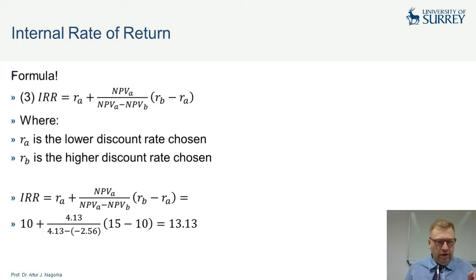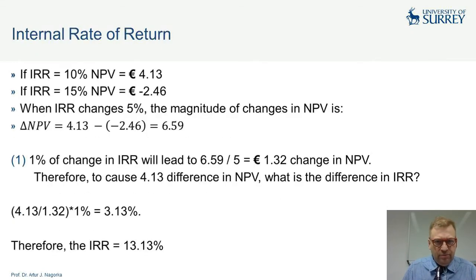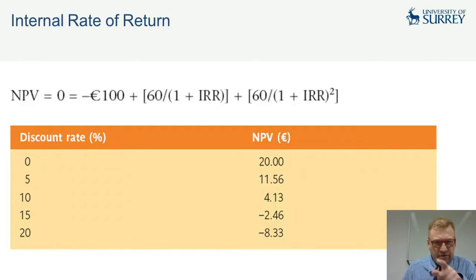And the small r with index A is the lower discount rate chosen, and r with index B is the higher discount rate chosen. So we put this formula into this set, and we have IRR is equal, just to be sure that we speak about the same thing. We use these figures, yeah? We are sure. We use these figures: 10.15 and 4.13 minus 2.46.